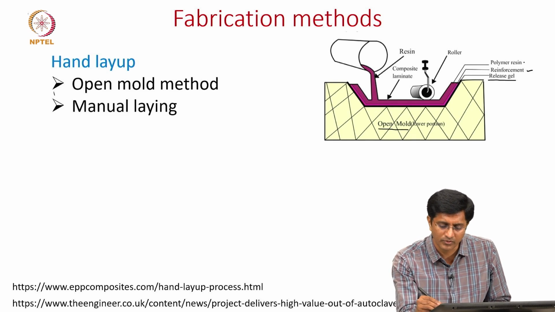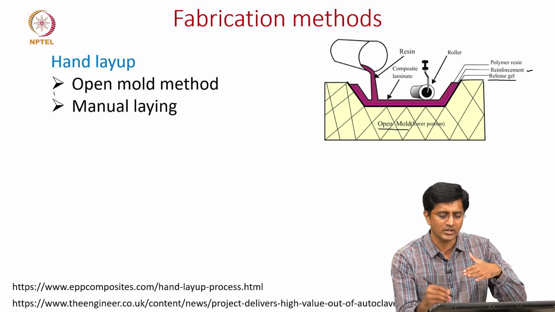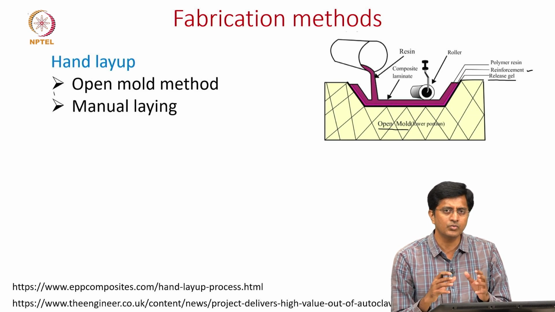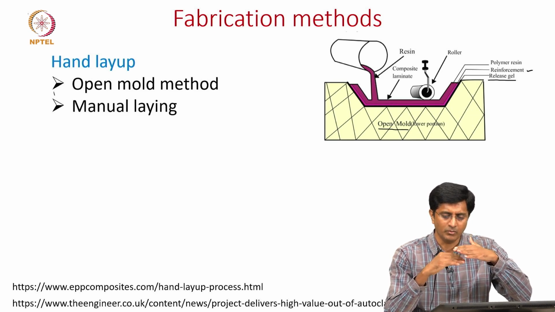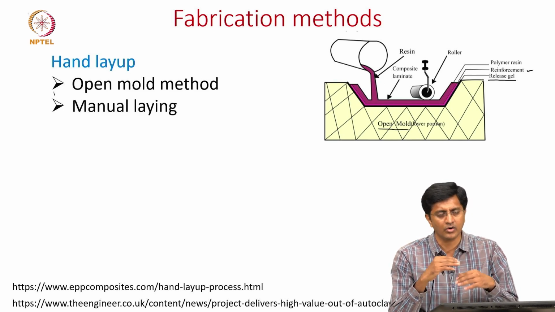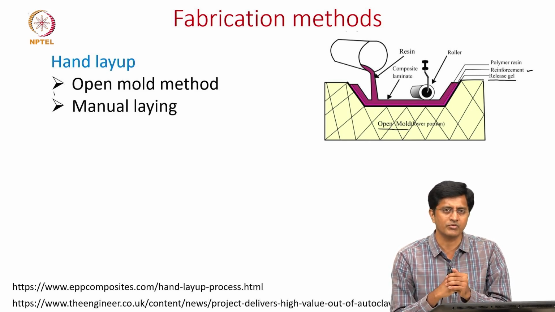So, on top of it we apply, let us say, the dry fabric. Once we apply the dry fabric, on that we pour the resin. These are done in two ways. One, you have multiple layers of dry fabrics placed and then you pour the resin, or at each layer you pour the resin and then add the other dry fabric.